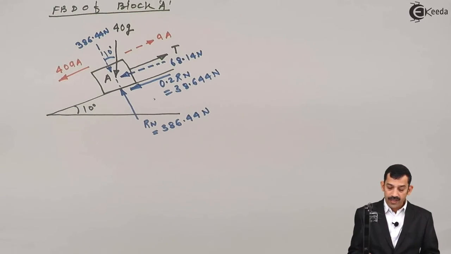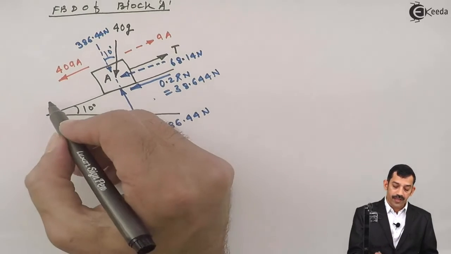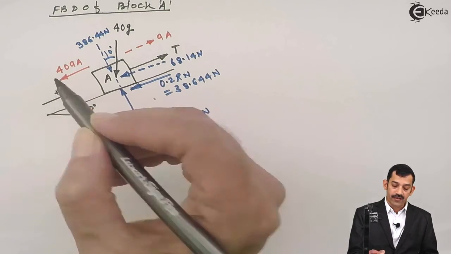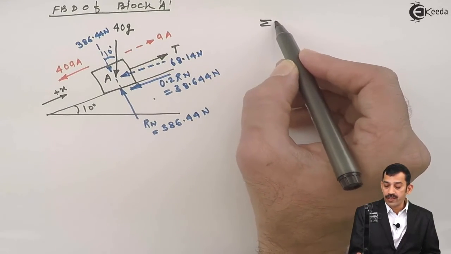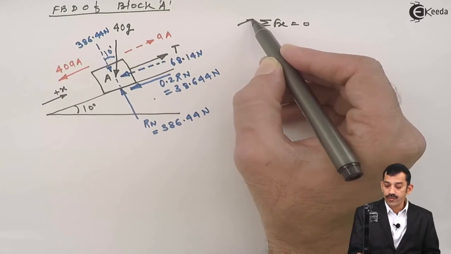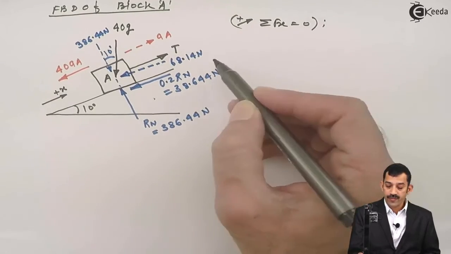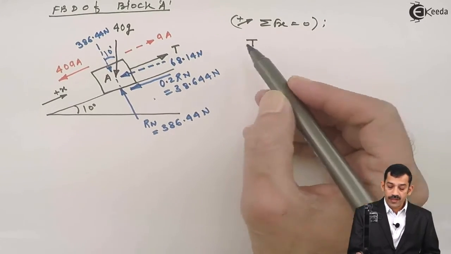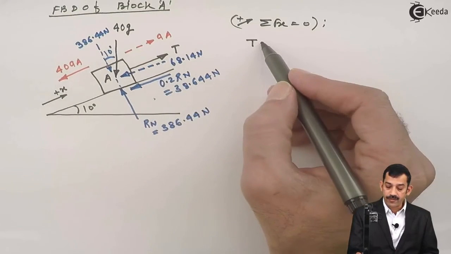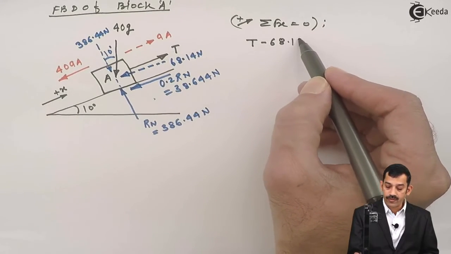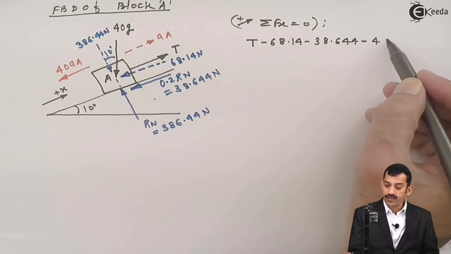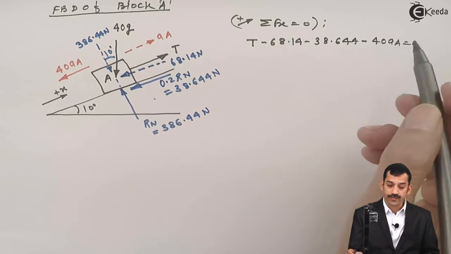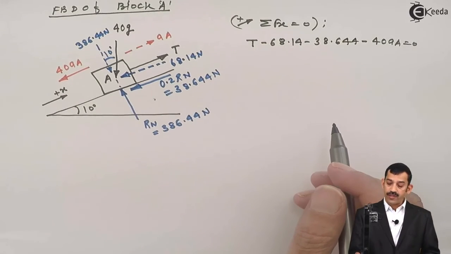To find out the acceleration of the blocks, for this block, if I apply the equation only along the plane, that means I apply the equation along this x-axis along the plane. Say this is the positive x-axis. For this block A, summation of Fx equal to 0, assuming forces along the plane upward as positive. Now T is positive. Then all other three forces are negative: minus the component of weight 68.14, the frictional force 38.644, and the inertia force 40 AA equal to 0.